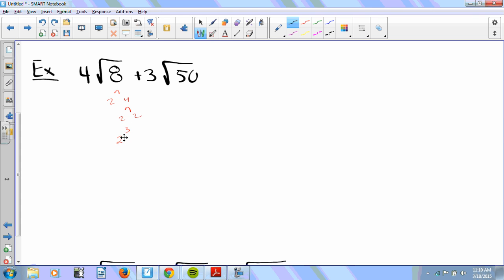So we ask ourselves, how many sets of 2 can you get out of 3? And I'd say 1. So I have 4. I can bring out a single 2, but don't forget I have leftovers. Okay, I have a 2 left over. So 4 square roots of 8 really is the same thing as 8 times the square root of 2. That's what that's equivalent to. If we break down 50, we do the same idea. 50 is 2 times 25, and 25 is 5 times 5. So this is 2 times 5 squared.